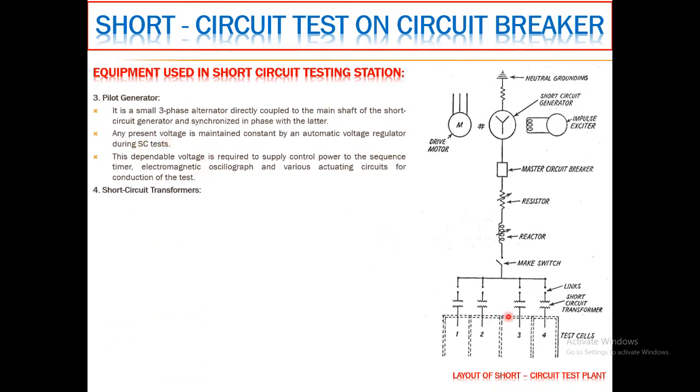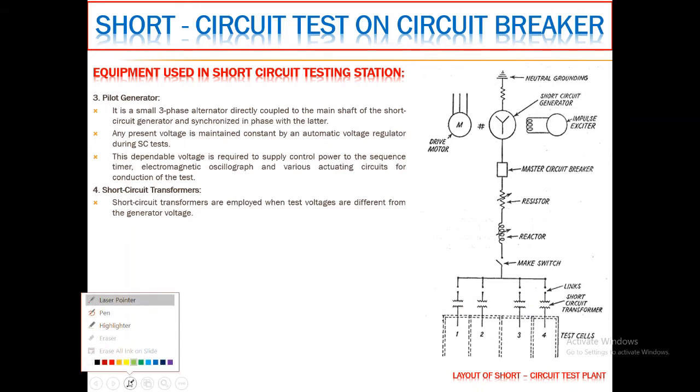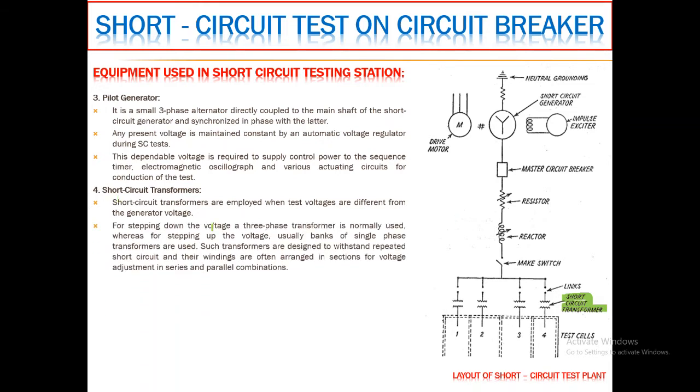The short circuit transformer, as you can see over here. Short circuit transformers are employed when a test voltage different from the generator voltage is required. Okay, so that is the basic necessity of these short circuit transformers. By using these transformers, one can produce the required value of test voltage, which is other than the generator voltage. For stepping down the voltage, a three-phase transformer is normally used, whereas for stepping up the voltage, a bank of single-phase transformers is used.